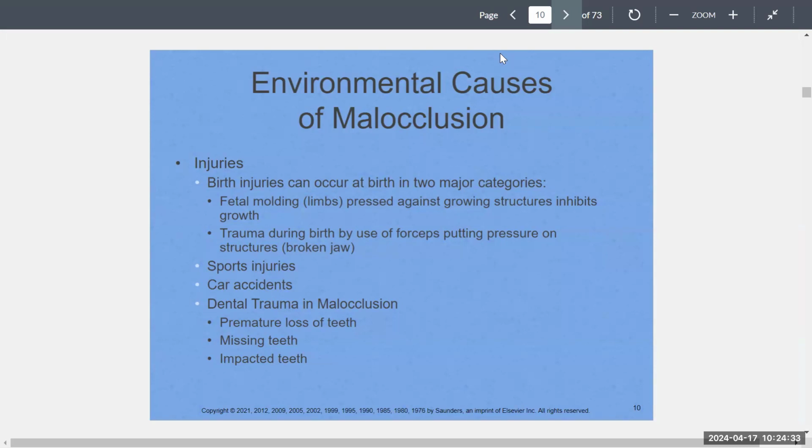That can happen. Trauma during birth. Let's say the doctor decided to use forceps, putting pressure on structures. Let's say like a broken jaw or a fractured jaw when trying to take the child out.